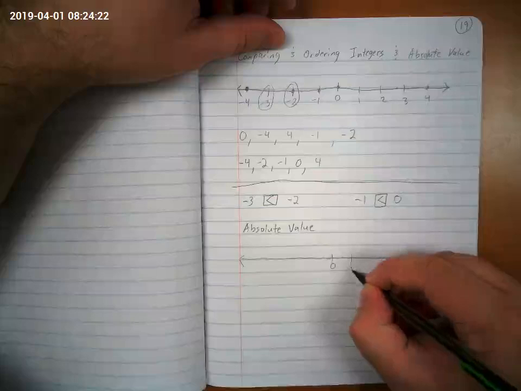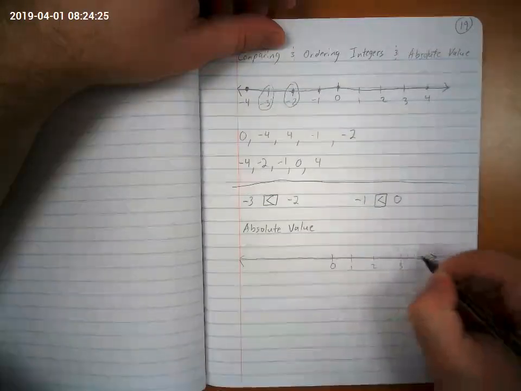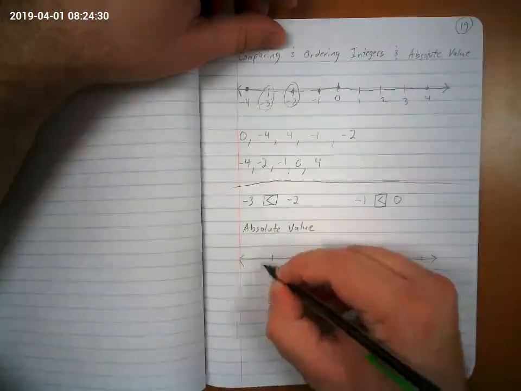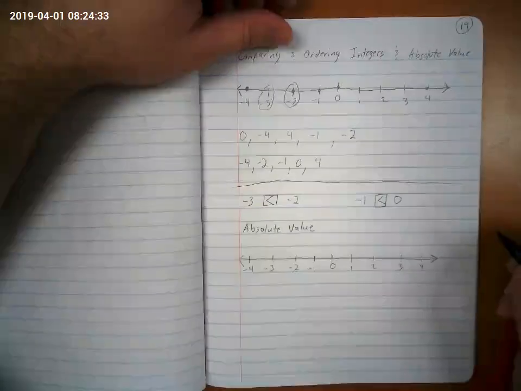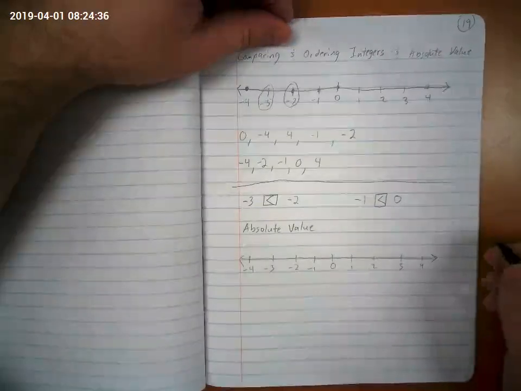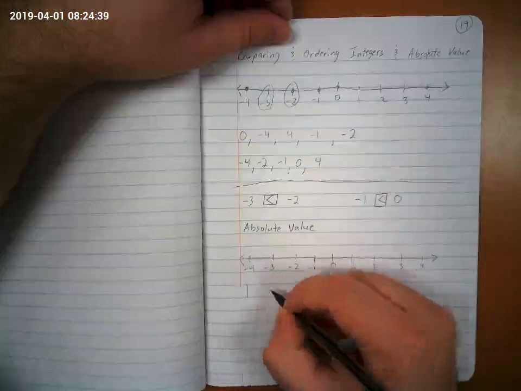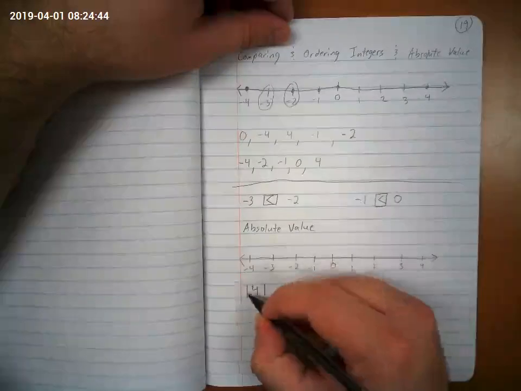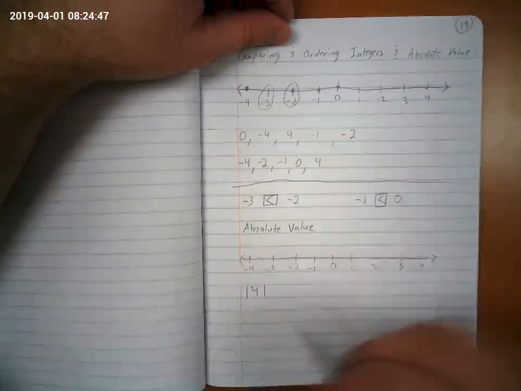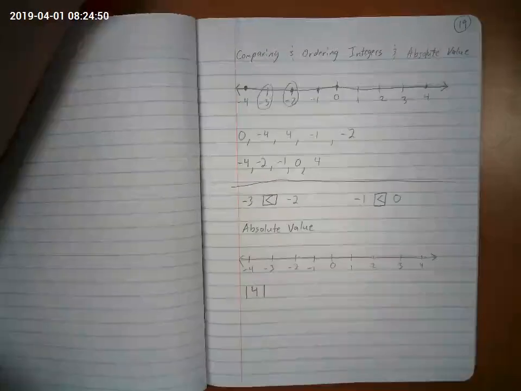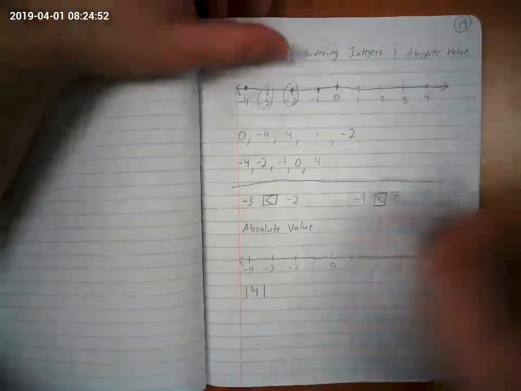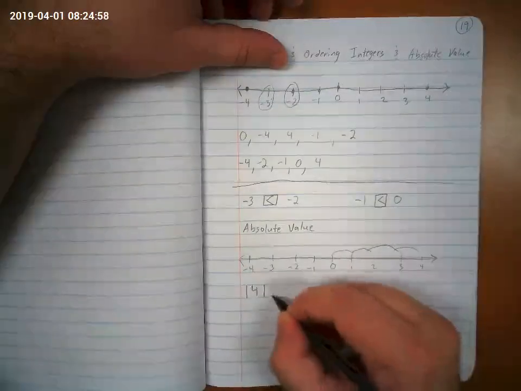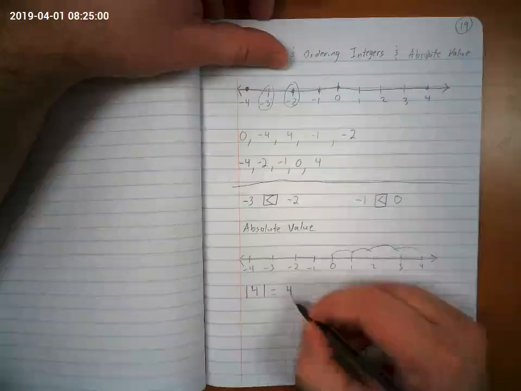All right, so let's go ahead and look at this. I have 1, 2, 3, 4. Then I have negative 1, negative 2, negative 3, negative 4. So let's say I want to find the absolute value of 4. And when you write absolute value, you put two bars down like this with a number in between. So it's just two straight lines. So this is bars with the number between. That means absolute value of 4. Well, let's figure out how far 4 is from 0. That's 1, 2, 3, 4 spaces. So the absolute value of 4 is 4.